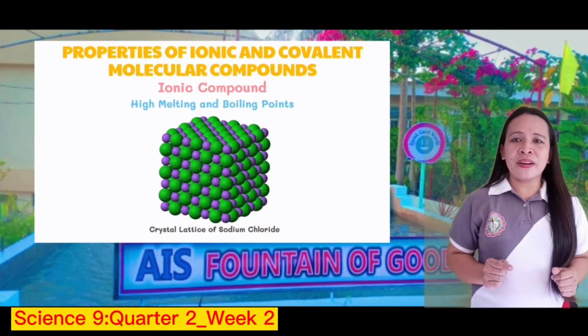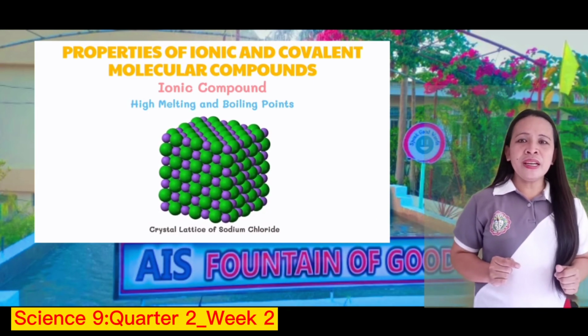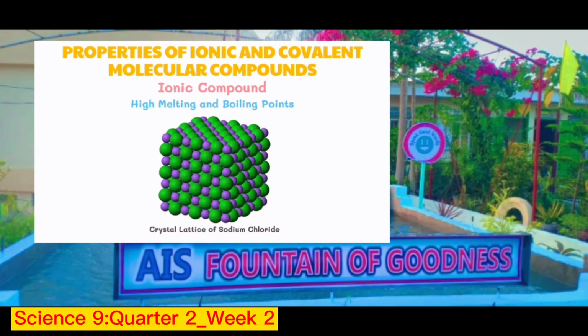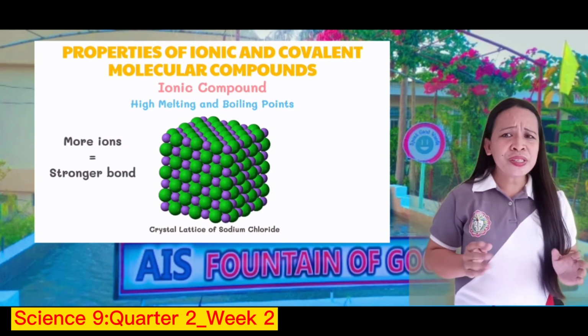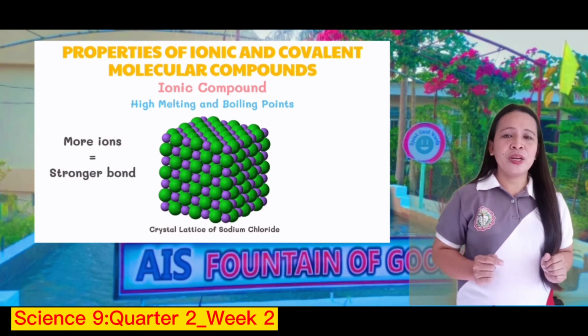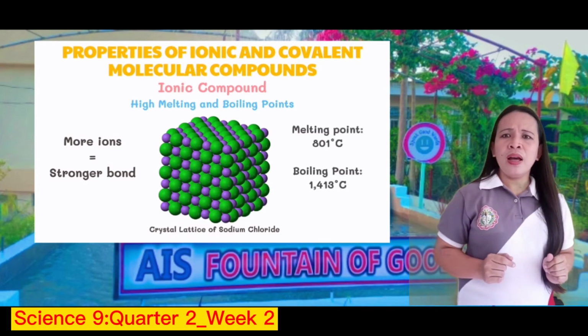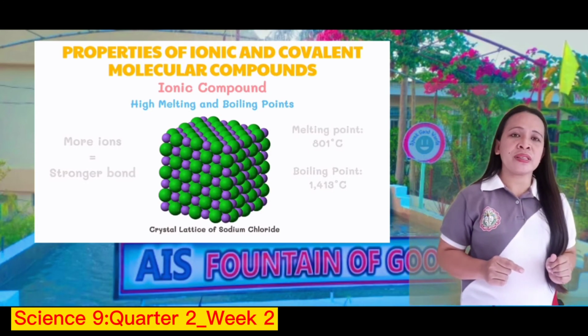The ions in a crystal lattice are closely packed together, creating a strong electrostatic force of attraction between them. And the more ions there are in a crystal structure, the stronger the ionic bond. Therefore, a large amount of energy is required to overcome these bonds. Table salt, for example, melts at 801 degrees Celsius and boils at 1413 degrees Celsius.